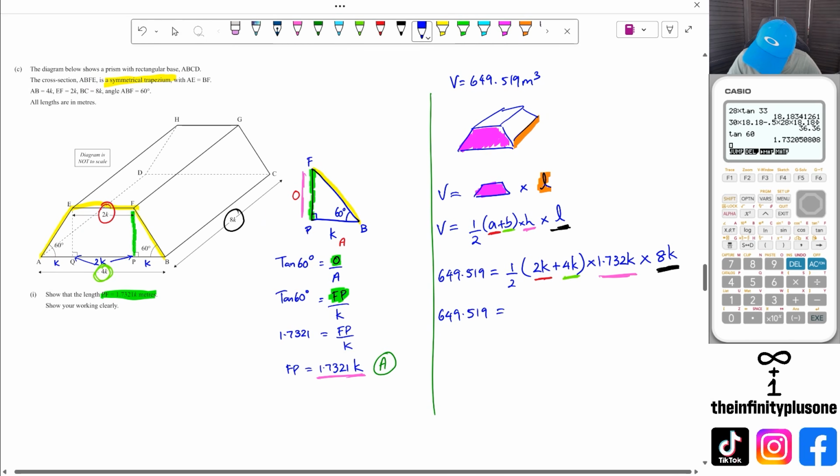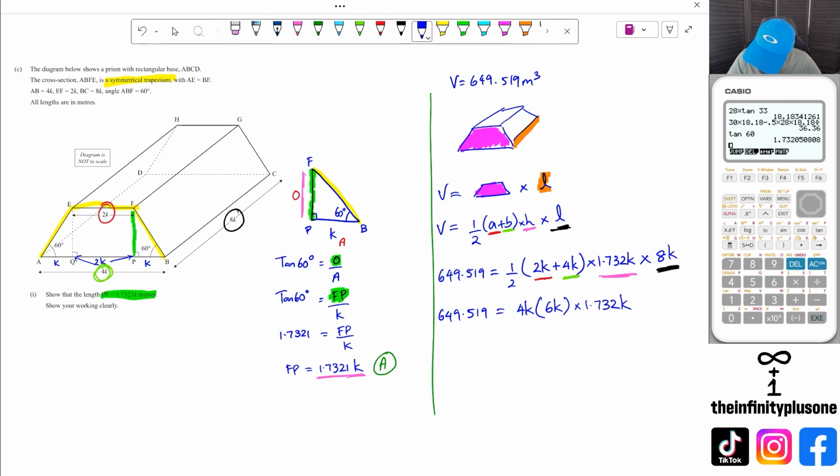Now I'm going to do one step at a time. I'm going to do 8k times a half first, so that's going to equal 4k. 4k multiplied by, in the bracket, 6k, multiplied by 1.732k. So now 649.519 equals, and I'm going to multiply all these numbers: 4 times 6 times 1.732. I'm just going to use shift answer, and that's going to give me 41.569k cubed.